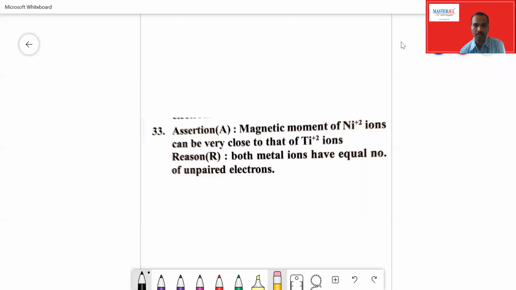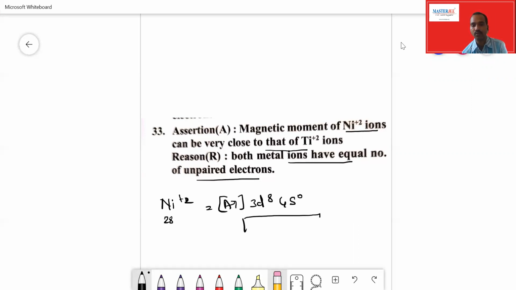See here, the assertion: the magnetic moment of Ni2+ ions can be very close to that of Ti2+ ions. Both metals have an equal number of unpaired electrons. The magnetic moments of these two are the same, they are saying here. So we'll check out nickel plus 2. Nickel plus 2, atomic number 28, argon 3d8 4s0. 3d8 4s0 means, see here, I explained this same bit before, 1 2 3 4 5 6 7 8. That means only 2 unpaired electrons we are having.